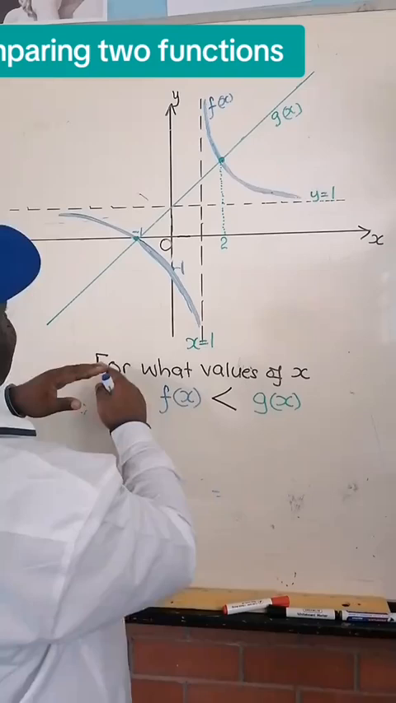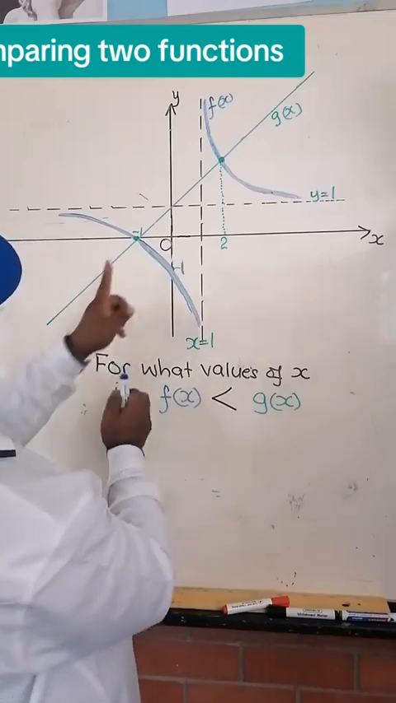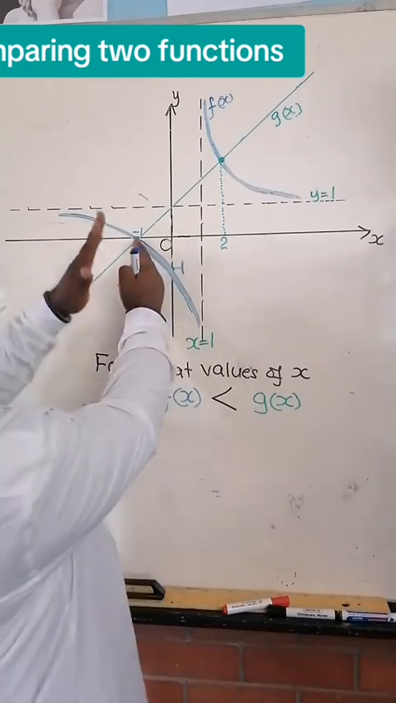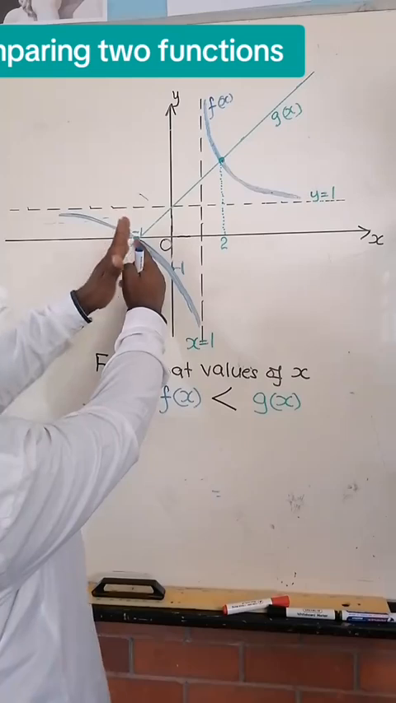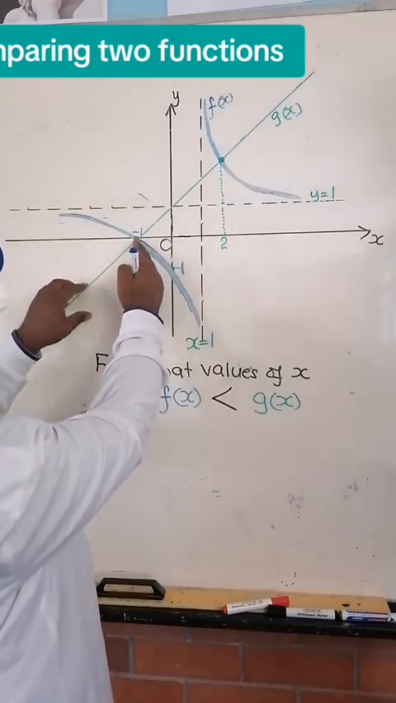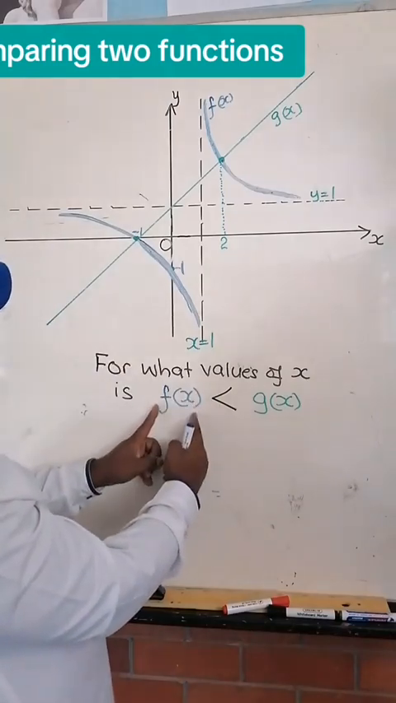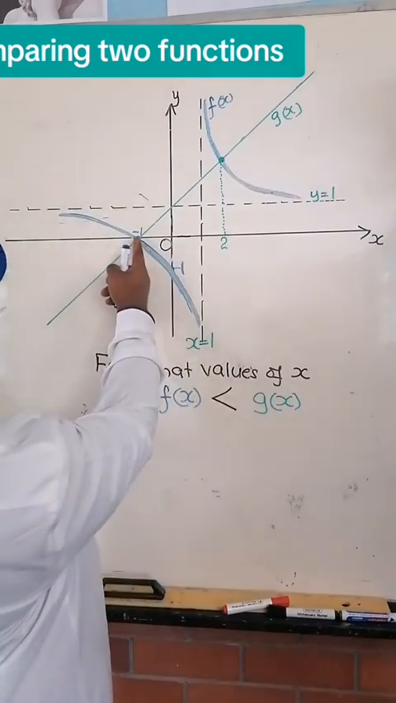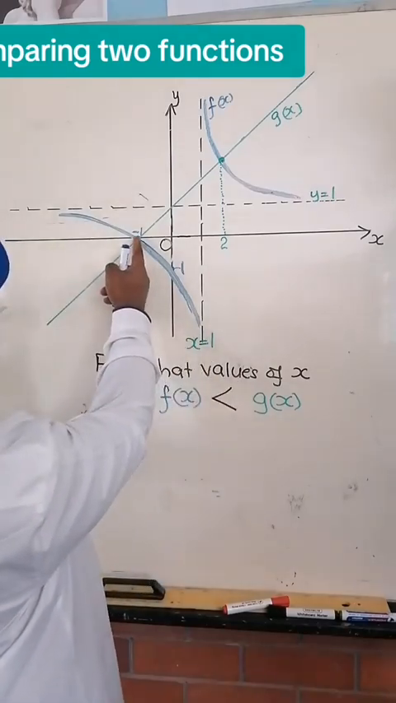So, for instance, if I look at this critical value -1, and I check what is on the left of -1, the blue is above the green, but I want the blue to be below the green. So from -1 going to the left, I don't take that portion.